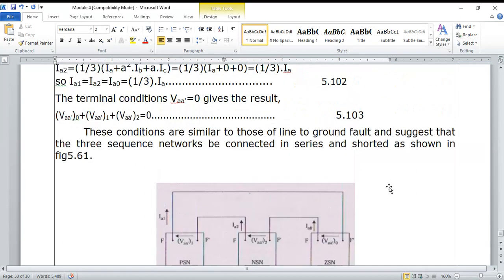Hence, this is about the series type of fault and the respective equations for the one conductor open fault and the two conductor open fault.